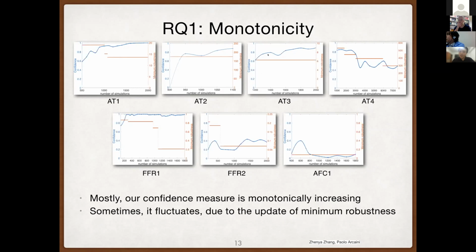We analyzed the reason, and we found that Gaussian process regression is a kind of prediction for the unknown points. So once it gives a wrong prediction, which is refuted by the future samplings, then the confidence can decrease. But in general, it has this tendency to increase monotonically.